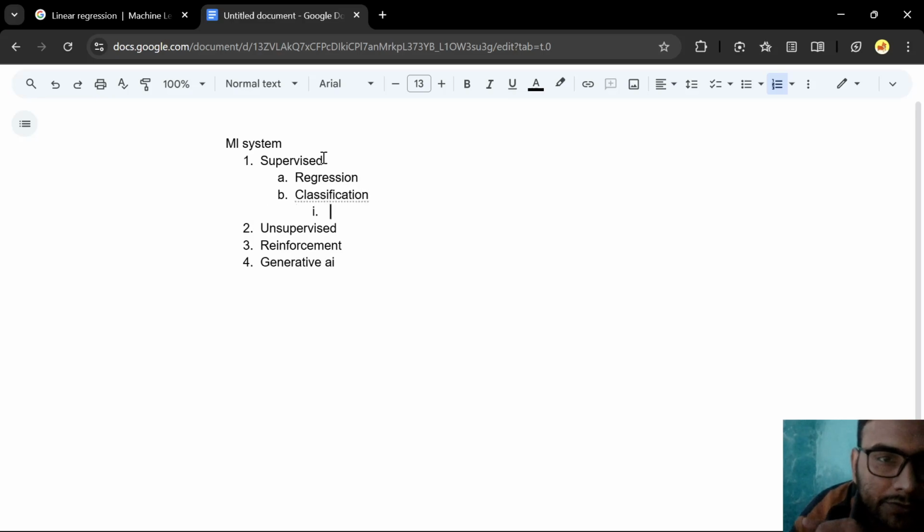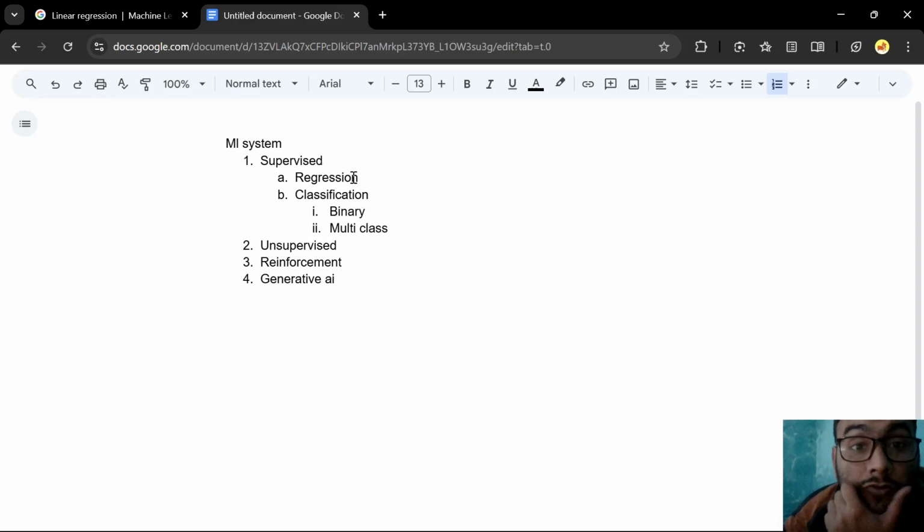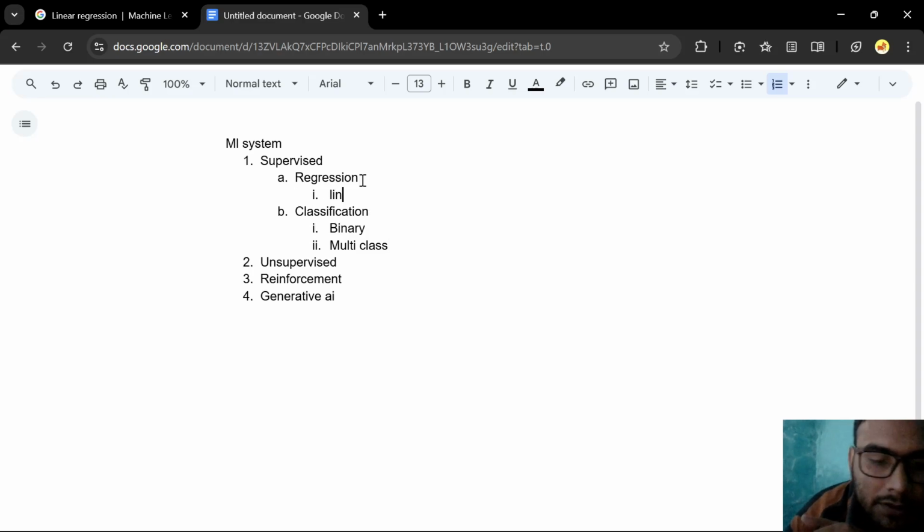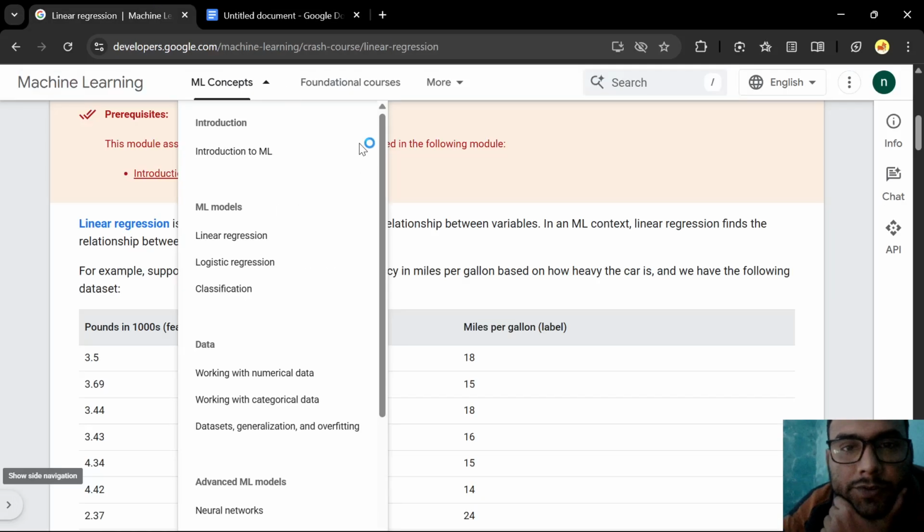In classification, there could be binary classification and multi-class. So we are currently at this. We are at the linear regression.